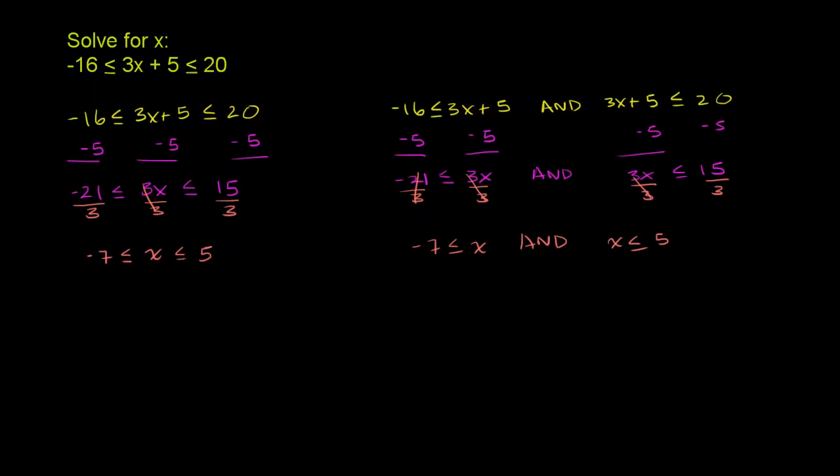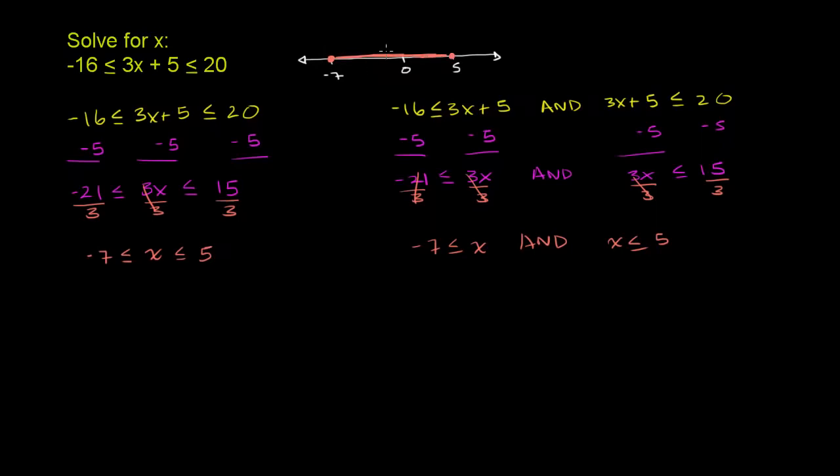And if we want to graph it on a number line, it would look like this. It would look like this is 0, this is 5, this is negative 7. Our solution set includes everything between negative 7 and 5, including negative 7 and 5. So we have to fill in the circles on negative 7 and positive 5, and it is everything in between. That's our solution set.